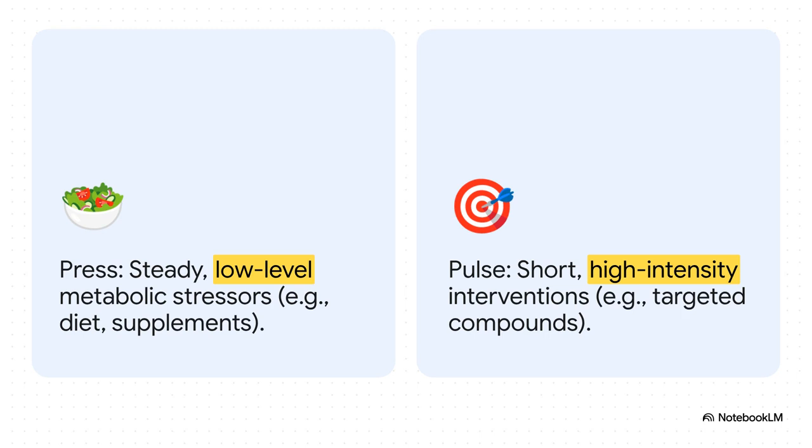Another advanced concept the tool can help you organize is the press-pulse theory. Think of it like this. The press is a steady, continuous stressor on cancer cell metabolism, like a specific diet. The pulse, then, is a short, high-intensity intervention, like a targeted compound. This tool just helps you organize your research within that kind of strategic framework.